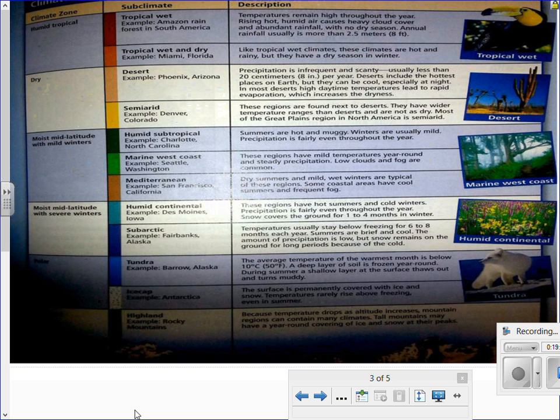Humid continental? Humid continental says these regions have hot summers, cold winters, with what? Tundra. Tundra or polar, especially if that's all you really had. Now, maybe, just maybe, it could be a possibility that it could be humid continental if we had more data.